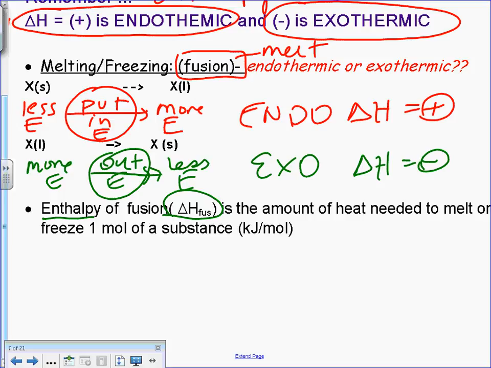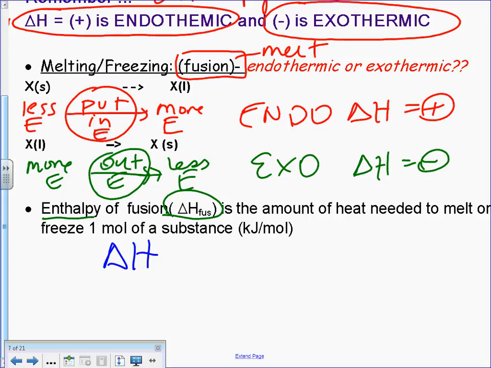And you can kind of see it here. I've got it off the board. But it's the amount of heat needed to melt or freeze 1 mole of substance. That's a definition, but we're going to use it a lot probably later in the unit. So just kind of keep it to the side, put a star by it, the definition, and then we're going to just note the units that are associated with this.